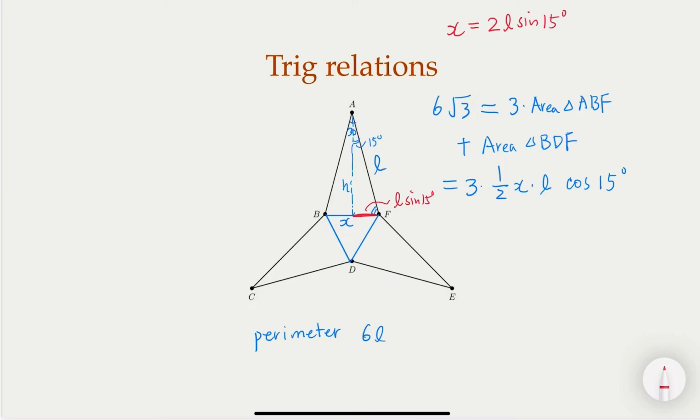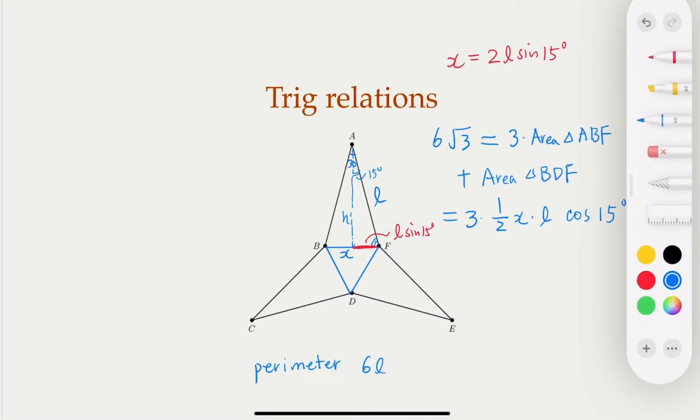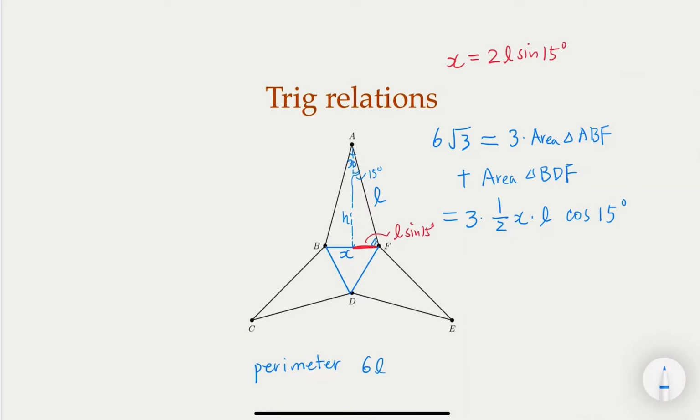All right, so we're going to add the other triangle, the regular triangle BDF. Again, this is half of the base times the height. In this case, what is the height? Here this is X, so the height is X times sine 60 degrees, which is X times square root of 3 over 2.